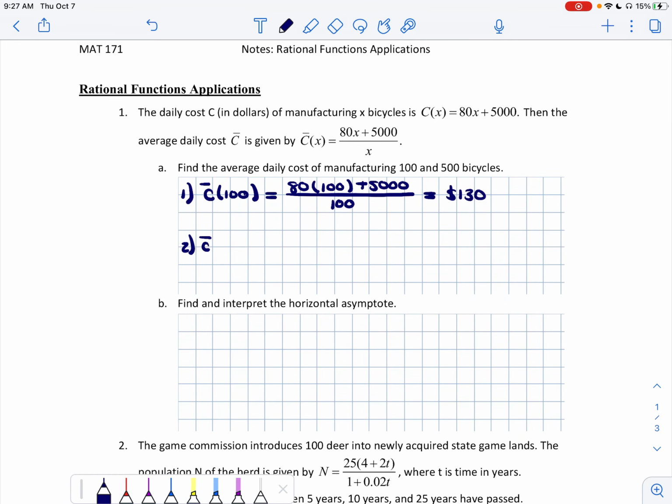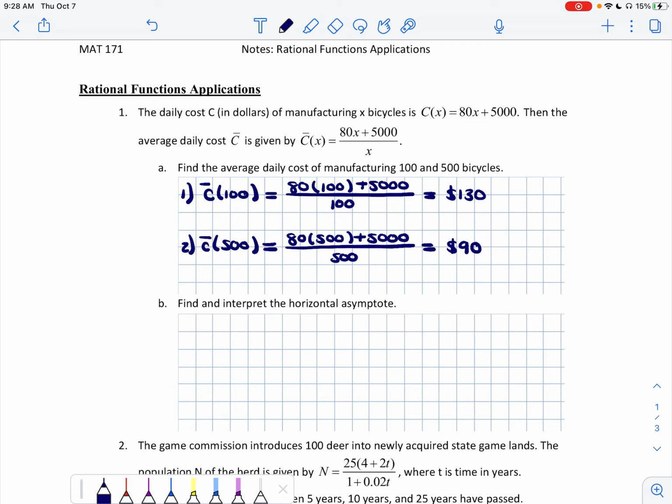So the average cost of manufacturing 500 bicycles, just plug 500 into that function. So 80 times 500 plus 5,000 all over 500. And again, just plug that into your calculator and you are going to get $90 as your average daily cost. So it's actually less per bicycle to produce 500 bicycles as it is compared to produce 100 bicycles. Okay. All right, so then part B asks us to find and interpret the horizontal asymptote.